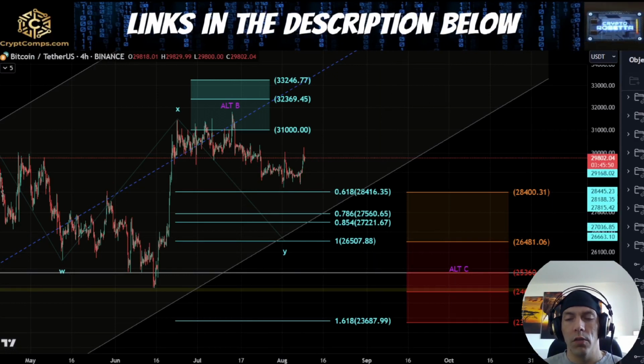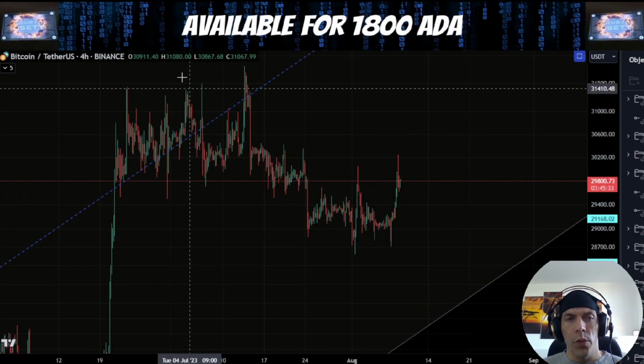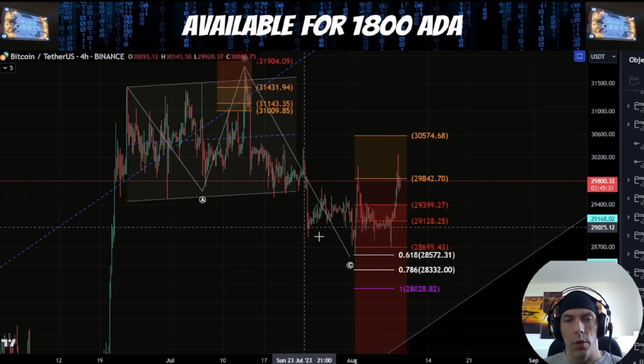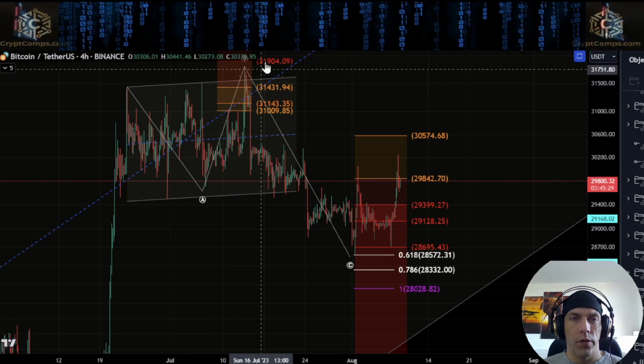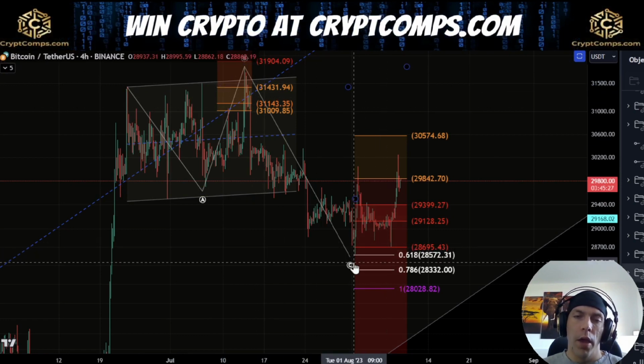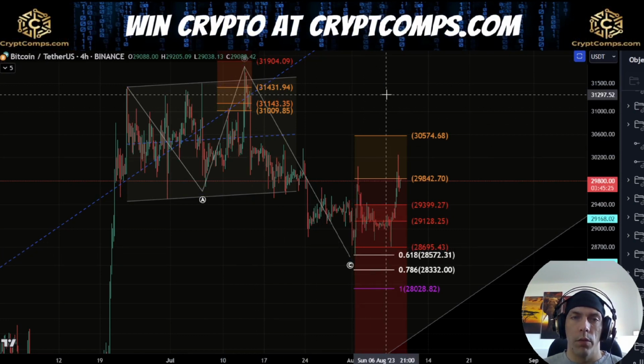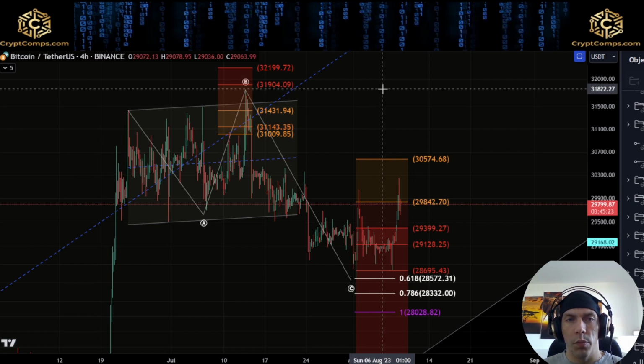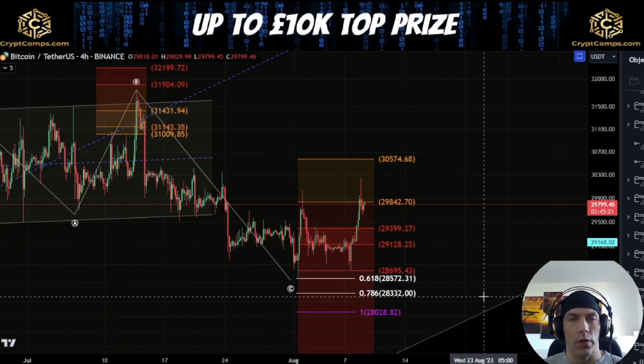Okay, so let's get into that lower degree counting. So if we're looking at this move looking to complete lower down here, what we'd be saying is that we have this as A, B, and C into this low. If this is the case, what we need to see as a confirmation of this is a break back above this B wave high at this 31,822.